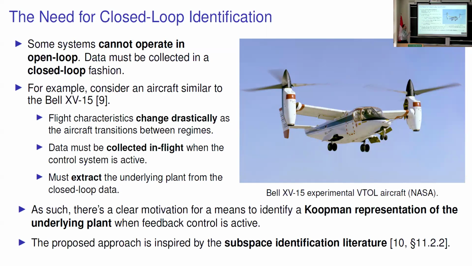So that's what this talk is really centered around: how do we do that, but in a Koopman framework. How do we actually identify the underlying Koopman model of that aircraft, but using data that has a controller in the loop? That's the key thing here. We cannot get pure open loop data. We can only get closed loop data. That's the problem we're solving here.